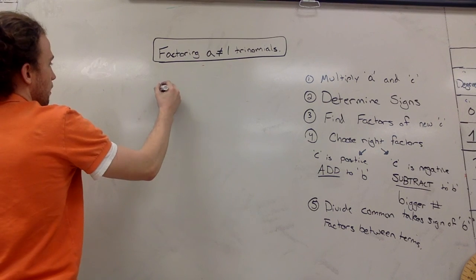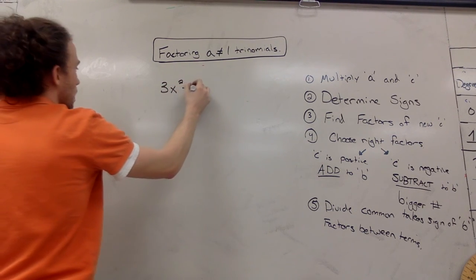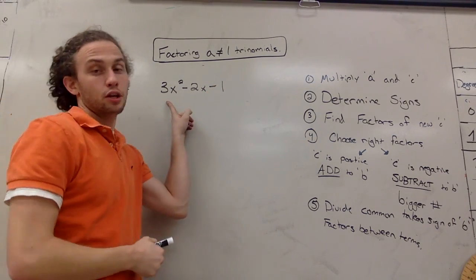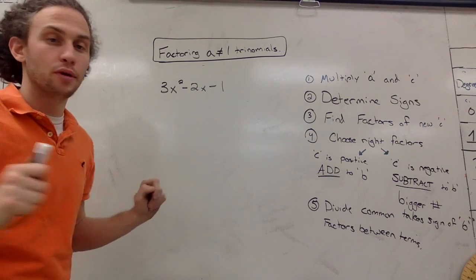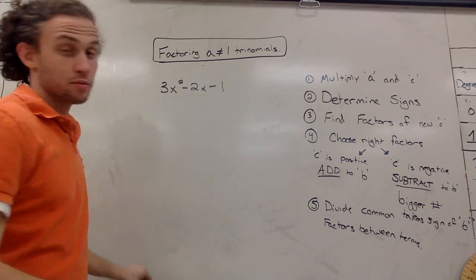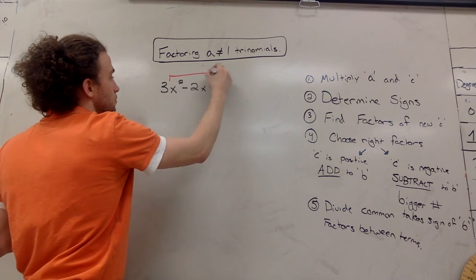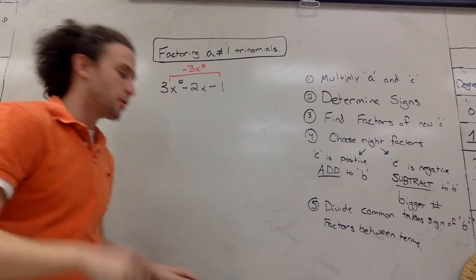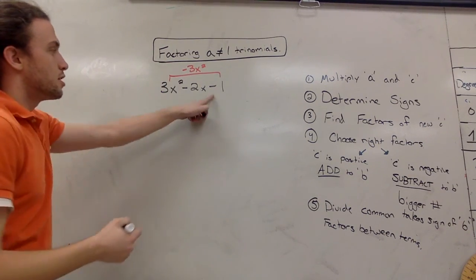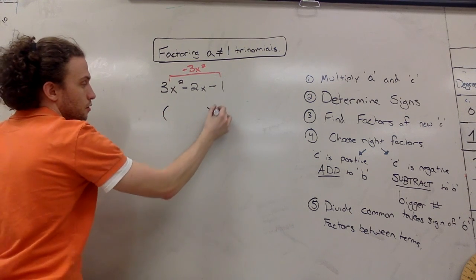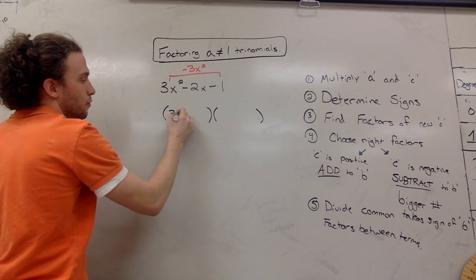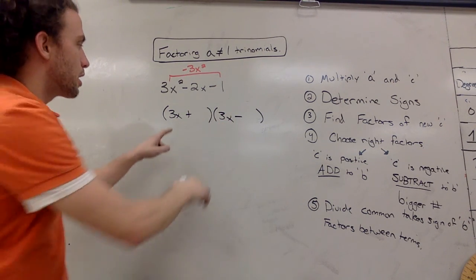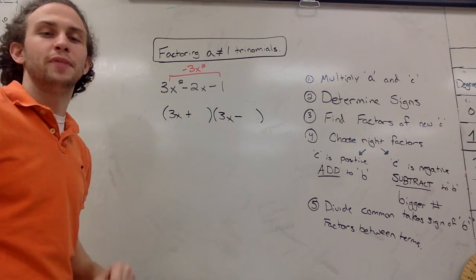So what we're going to do is say we have 3x squared minus 2x minus 1. Once again, we have a leading coefficient here. So what we have to do anytime we have a leading coefficient we're supposed to factor is multiply these guys together. Now that that's done, let's determine our signs. Because this is negative, we're going to have a positive and a negative in there. They have to be different signs. And 3x goes in both spots because we have a 3x there, not an x.